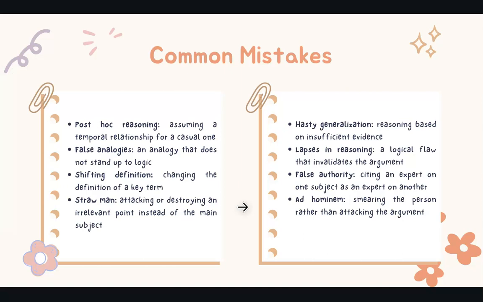Hasty generalization is reasoning based on insufficient evidence. I feel like that's pretty self-explanatory. Lapses in reasoning, a logical flaw that invalidates the argument. And false authority would be the last one, which is citing an expert on one subject as an expert on another.